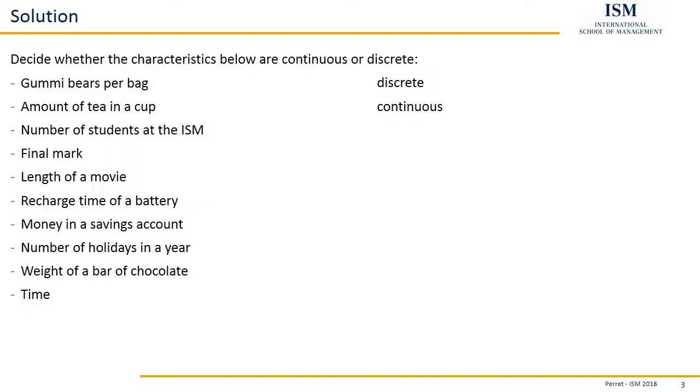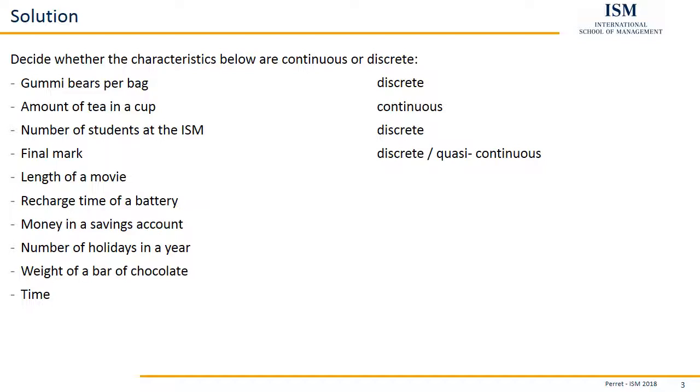And then we have the number of students at the ISM. Well, obviously we can't have half a student, so this is a typical example for discrete. Something similar applies for the final mark, even though there might be in-between steps. We don't only have 1.0, 1.3, 1.7, but something in between. However, it cannot get very detailed, so this still would be discrete.